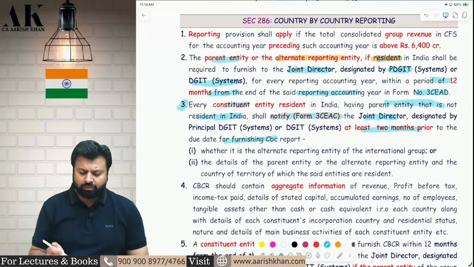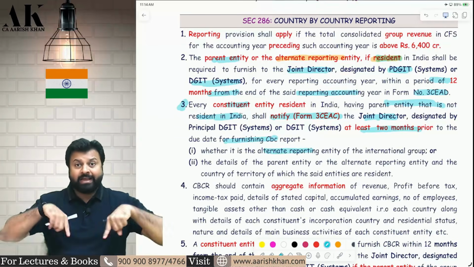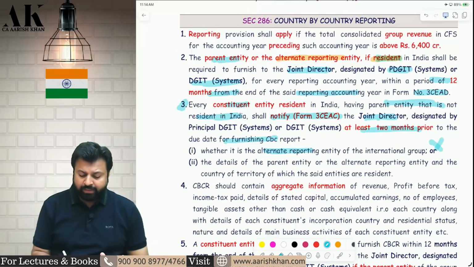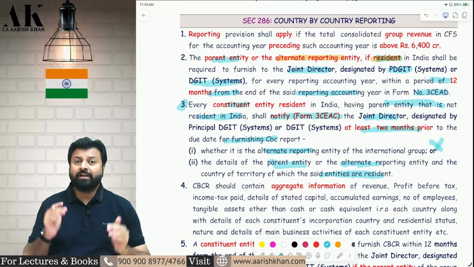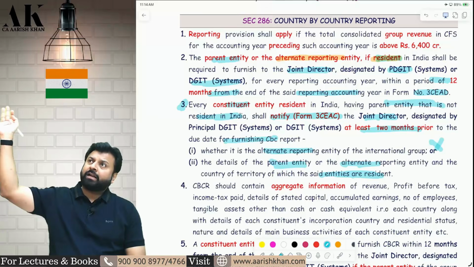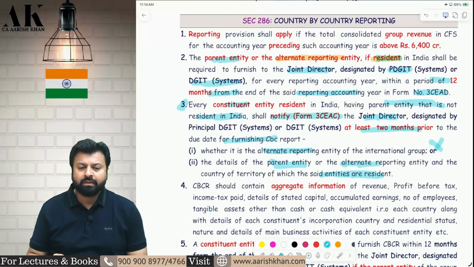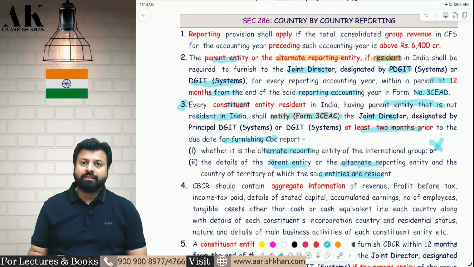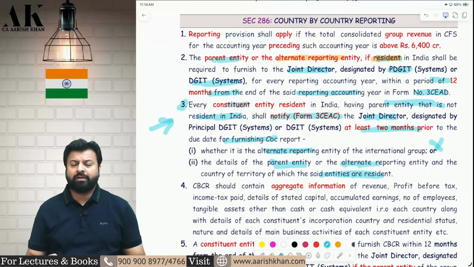They have to notify either of two things. Whether Sony India is an alternate reporting entity, or if Sony India is not an alternate reporting entity, then who is the alternate reporting entity? We need to know the details of that, so that we can get the CBCR from them. If Sony India is the alternate reporting entity, by 31st of March 2027, we will ask Sony India to give CBCR. If Sony India is not the alternate reporting entity, if the alternate reporting entity is some other country, we will take CBCR from that country. So we want the information on who is going to file CBCR. That information we need to notify in this particular point.